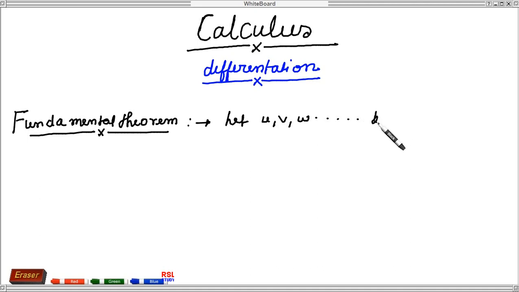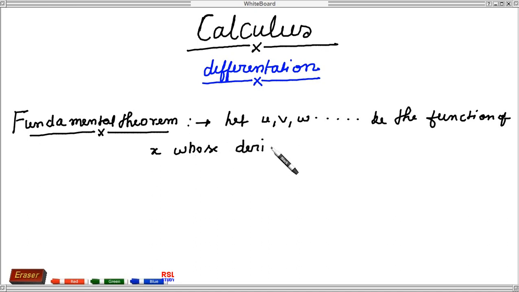Let u, v, w be functions of x whose derivative exists.